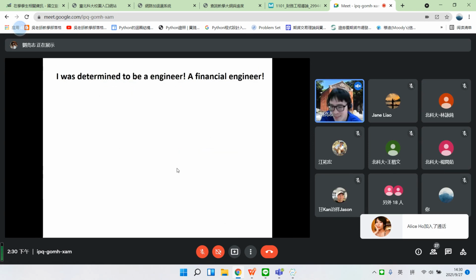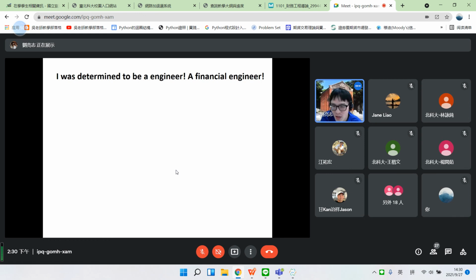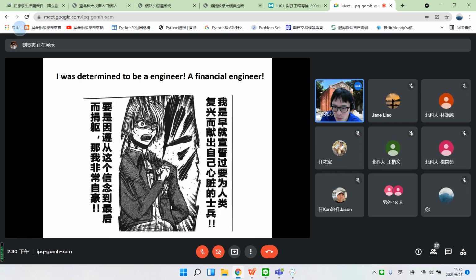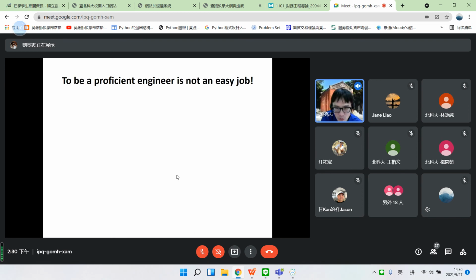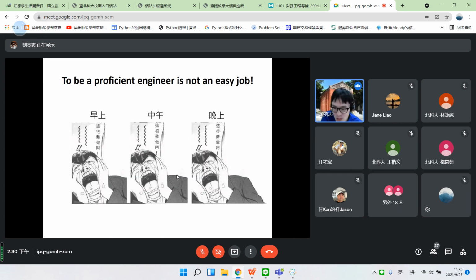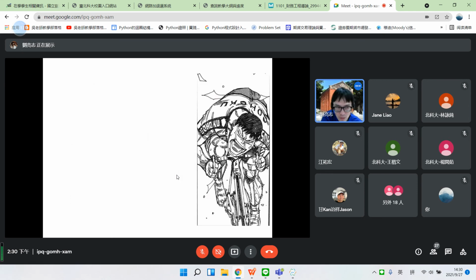So because of that, I say coding is just like flying a Gundam. So because of that, I was determined to be an engineer, a financial engineer. But to be a proficient engineer is not an easy job. You need a lot of practice, a lot of practice.